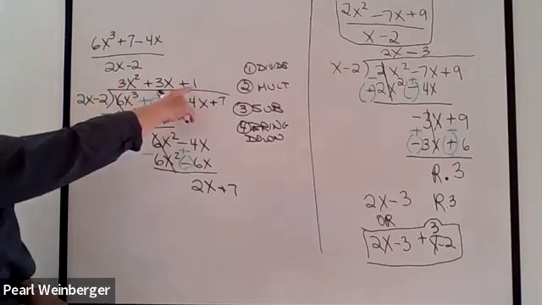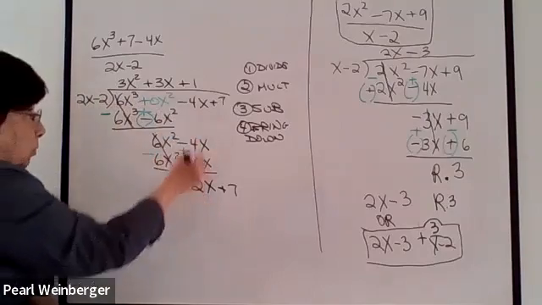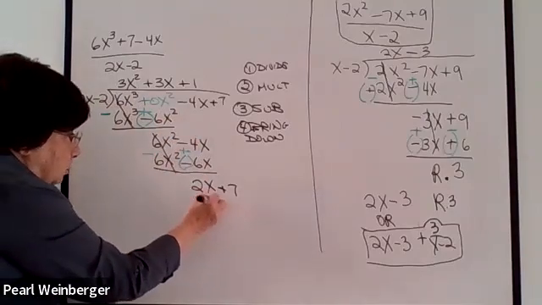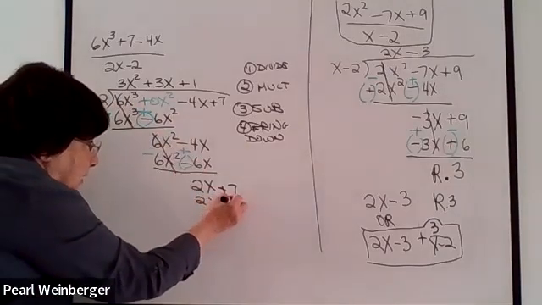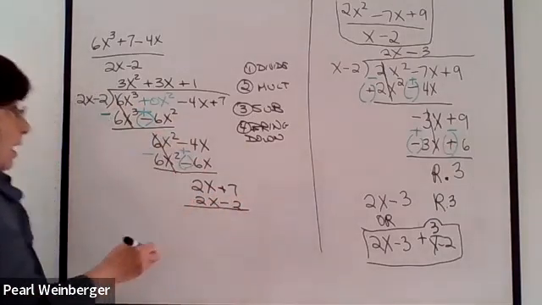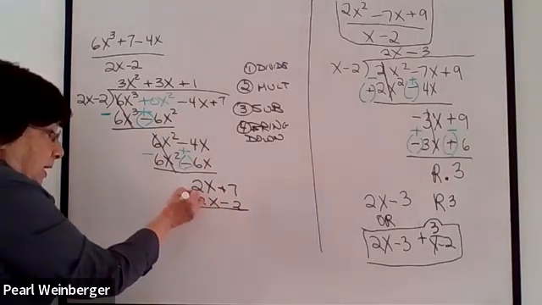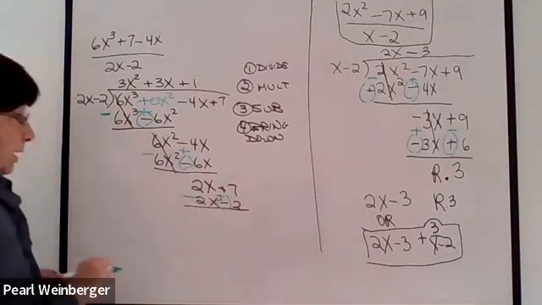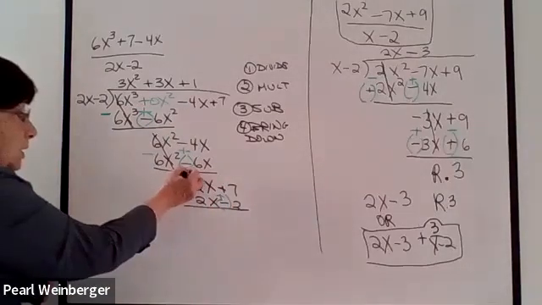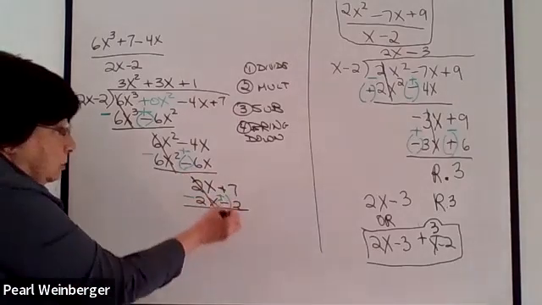I put the 1 on top and multiply both terms by that 1. 1 times 2x is 2x. 1 times negative 2 is negative 2. And now I subtract by changing the signs. This is a positive, it becomes a negative. This is a negative, it becomes a positive. The 2x minus 2x cancel out. And 7 plus 2 becomes 9.